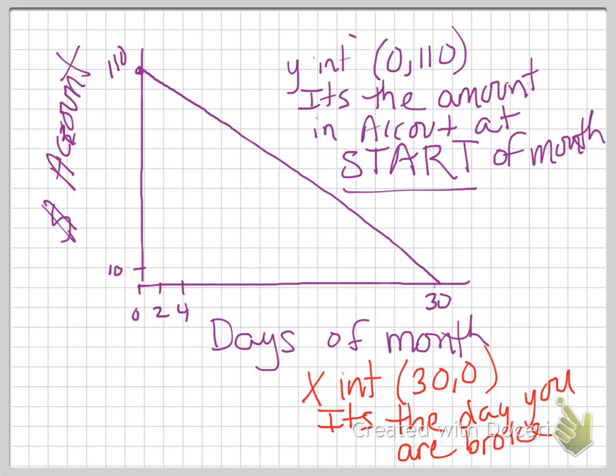Okay, so the y-intercept is 0, 110. It's the amount in the account at the start of the month. And then the x-intercept is 30, and it's the day that you have no more money in your bank. So that's pretty much 10-3.